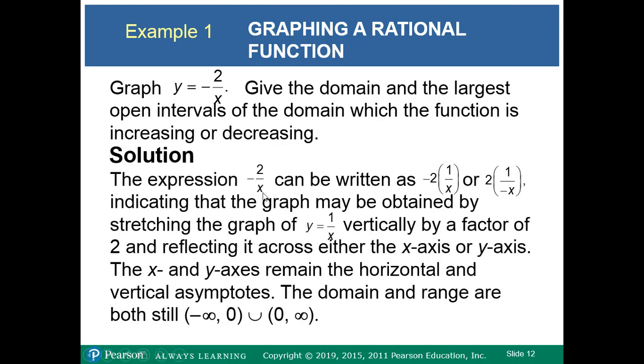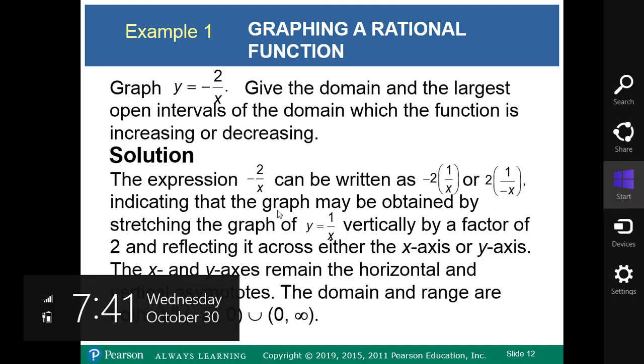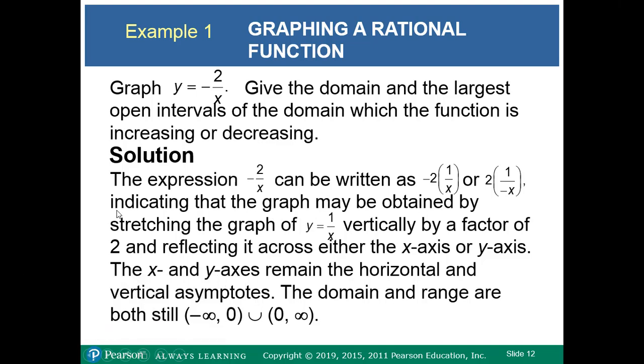So the expression -2 over x can be written as -2 times 1 over x, or 2 times 1 over -x. It doesn't matter. Usually just take the negative out. But indicating the graph may be obtained by stretching the graph of y equals 1 over x vertically by a factor of 2, right? So we can see that this is a vertical stretch, and it's also a reflection if you take the negative out. So we're reflecting across either the x or the y axis depending on where you put the negative sign. But in this case, you're going to end up with the same graph.